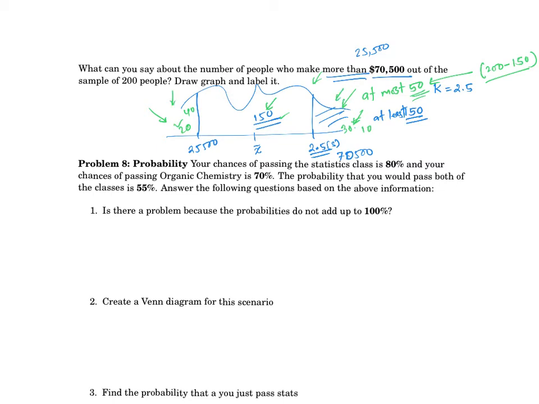So what you are going to say is that at most, the best you can say is that at most 50 people make more than 70,500. That's the best you can say.